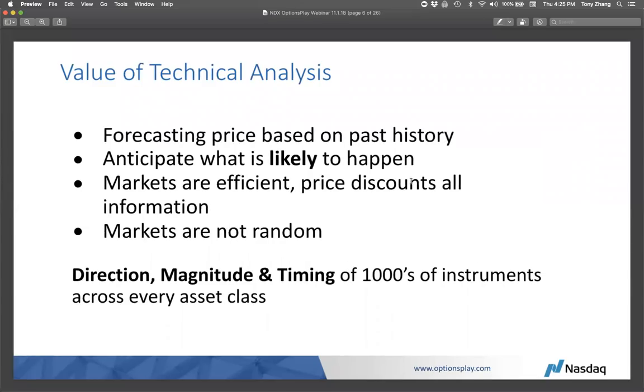So now that I've done a quick introduction of the Nasdaq-100 index, and many of you have probably been following that over the last few weeks as we've been in this very, very volatile market, I want to talk a little bit about the value of technical analysis and what it can provide us in terms of understanding how to trade and what direction to trade in.